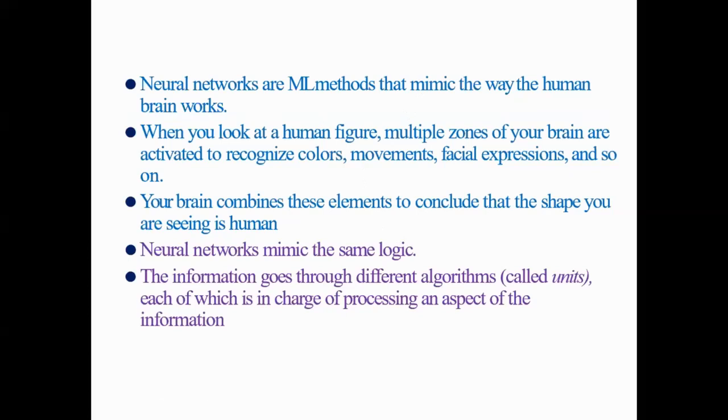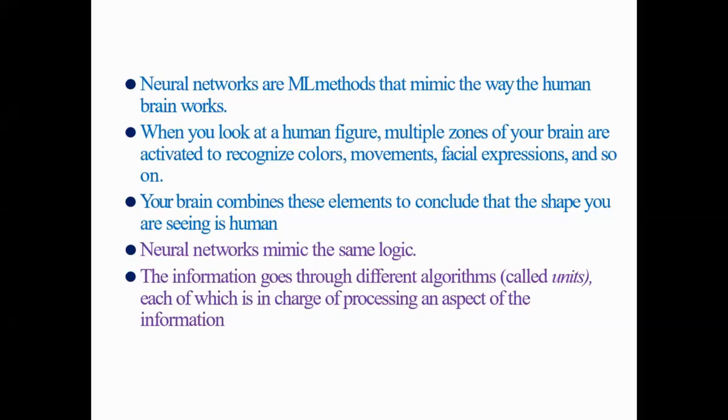So as all of you know, the neural network is a mimic of our brain. When you look at a human figure, multiple zones of your brain are activated to recognize colors, movements, facial expression, and so on. Now our brain combines all the factors and tells you that what you are seeing in front of your eyes is a human.